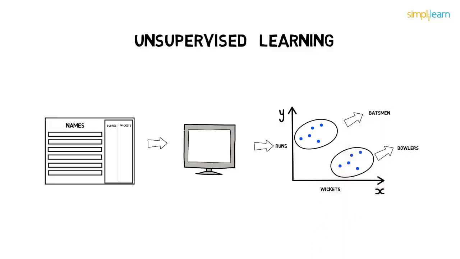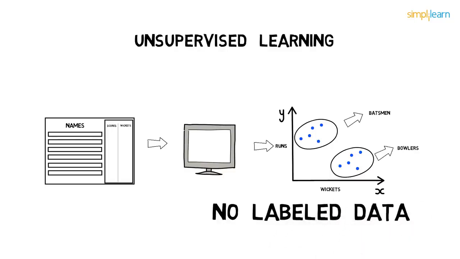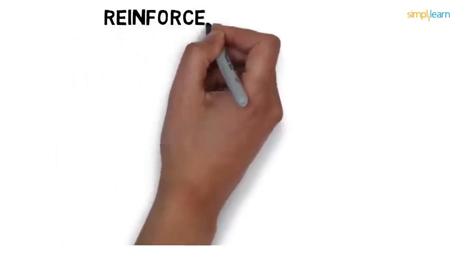The important point to note here is that there were no labels of batsmen and bowlers. Hence, the learning with unlabeled data is unsupervised learning. So we saw supervised learning where the data was labeled and unsupervised learning where the data was unlabeled. And then there is reinforcement learning, which is reward-based learning. Or we can say that it works on the principle of feedback.